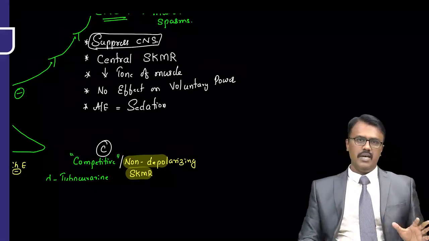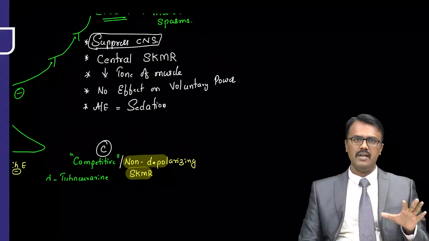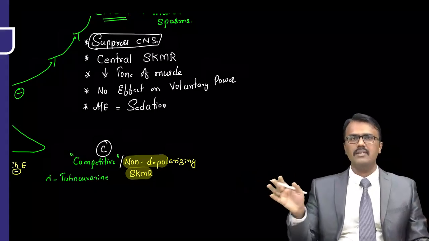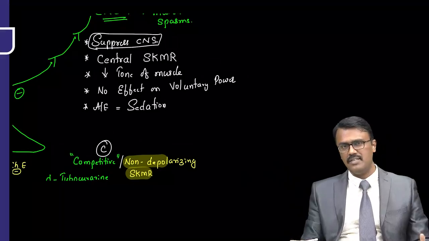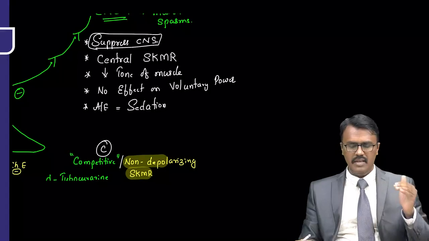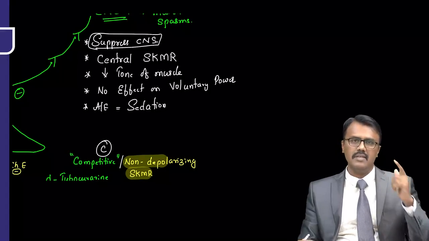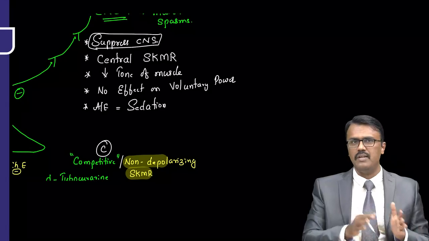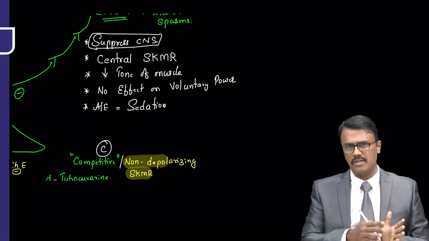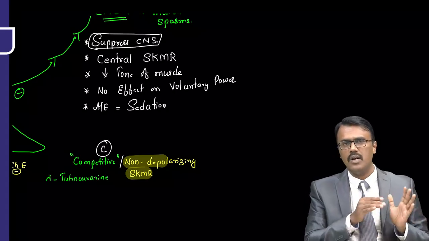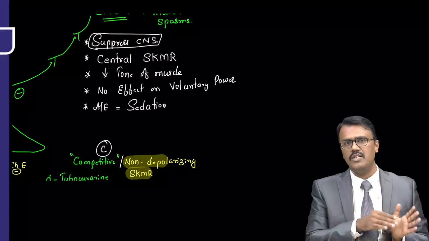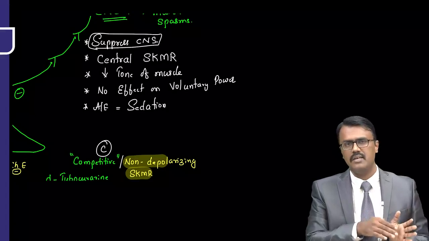So basically, now we have centrally acting skeletal muscle relaxants and peripherally acting skeletal muscle relaxants. What are the differences? In central, the site of action is in the CNS. In peripheral, the site of action is the neuromuscular junction. In peripheral, there is a decrease in tone as well as voluntary power. You have to give it in ICU or anesthetic practice.